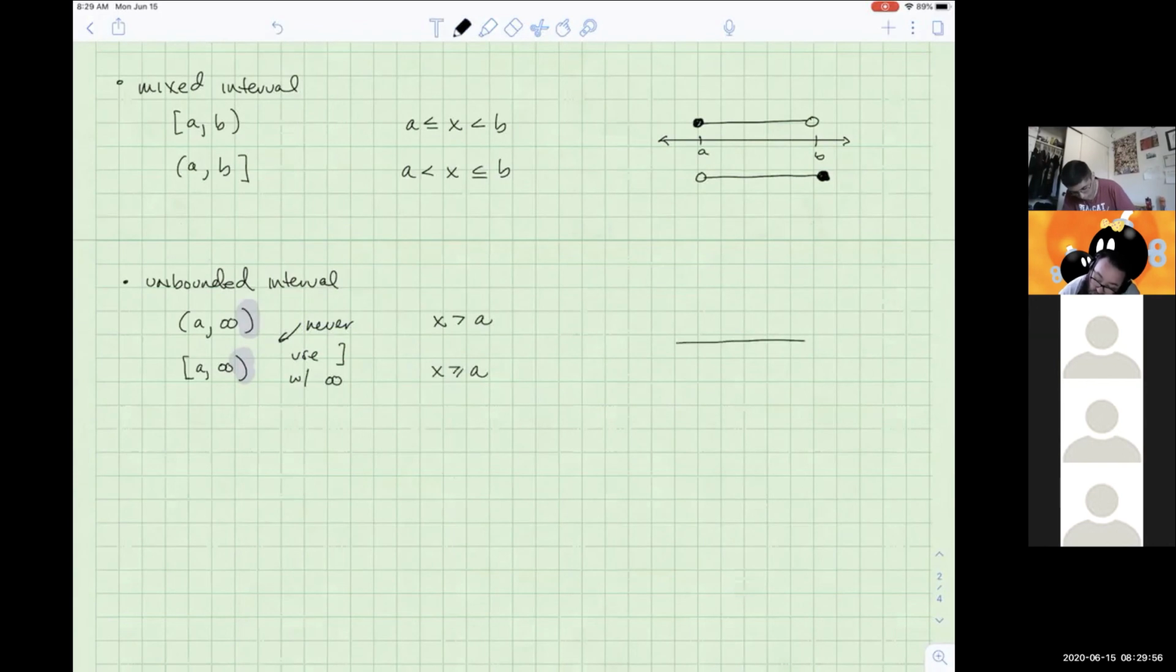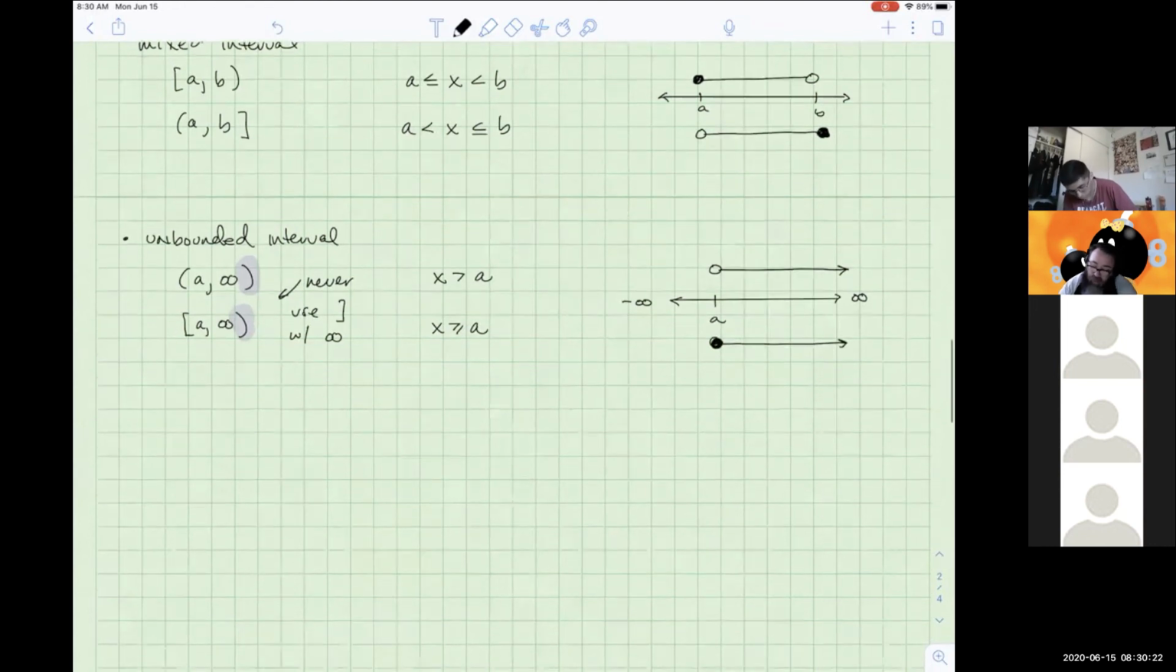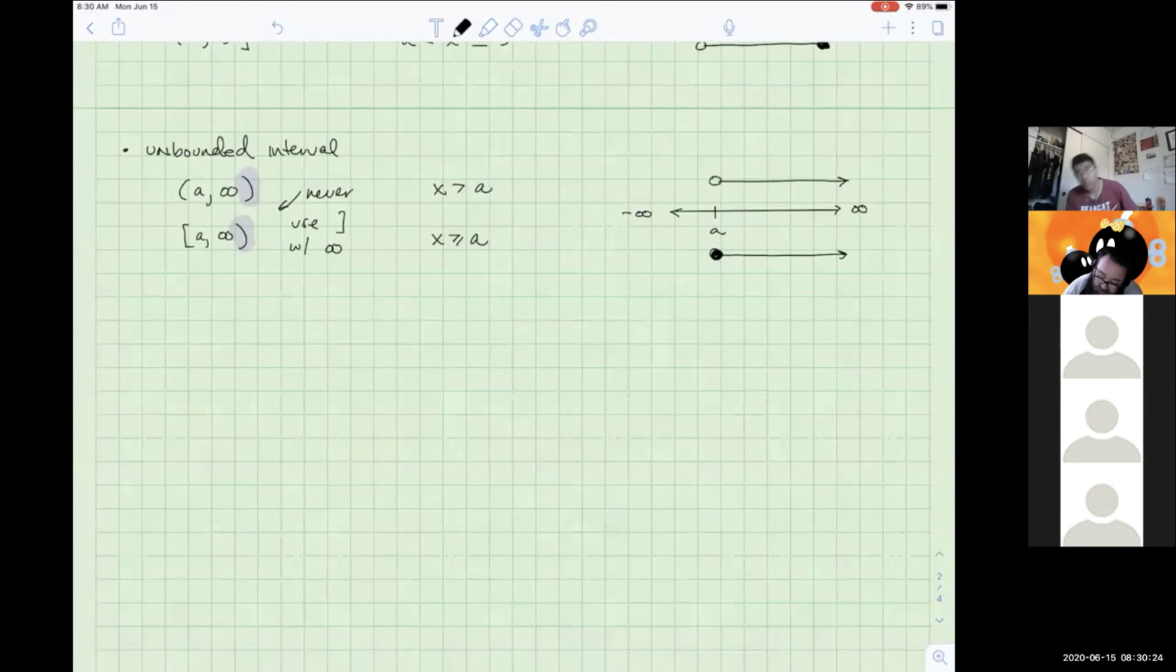And if we have a number line over here, negative infinity, positive infinity, and A is on here somewhere, then this one would be an open dot and a ray or an arrow that continues to the right. We put a little arrowhead on there to indicate that it goes in that direction forever. And the other one would be similar, but it would use a closed dot and look like this.